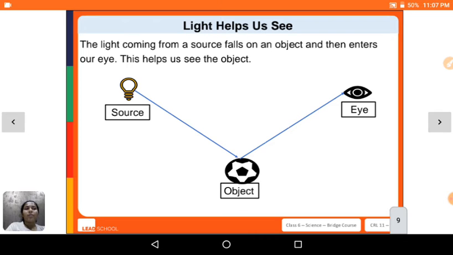The light helps us see. The light coming from the source falls on an object and then enters our eyes. This helps us see the object.